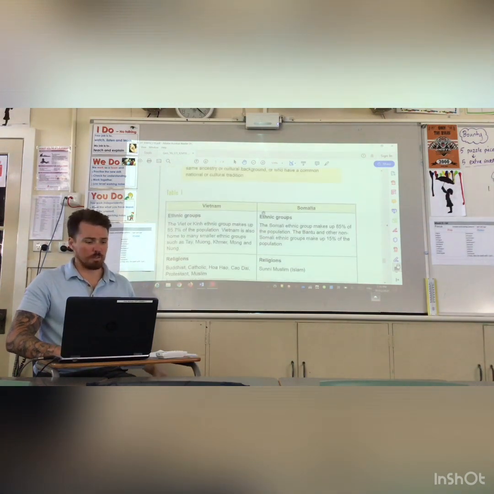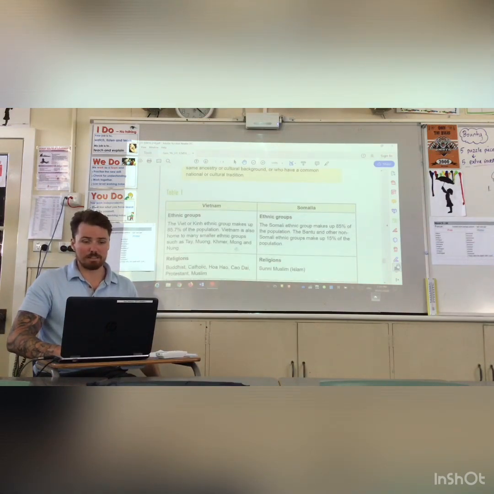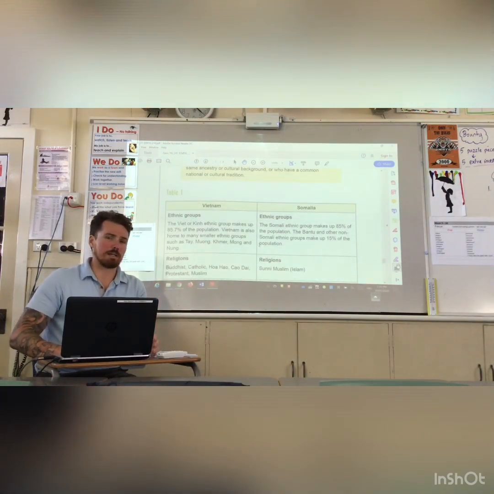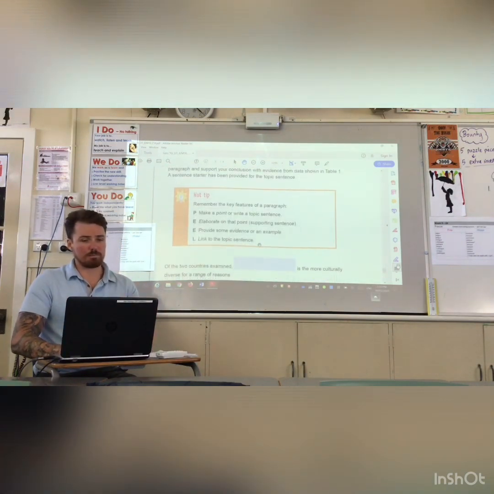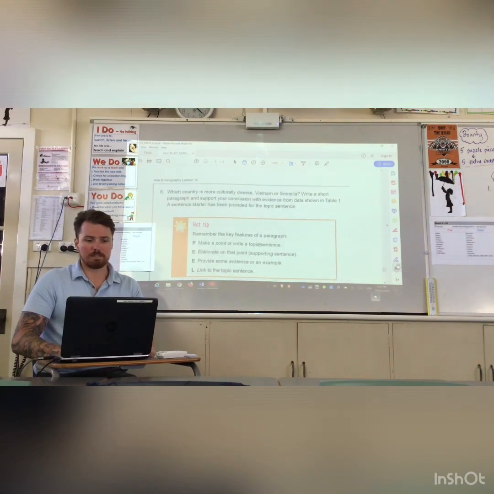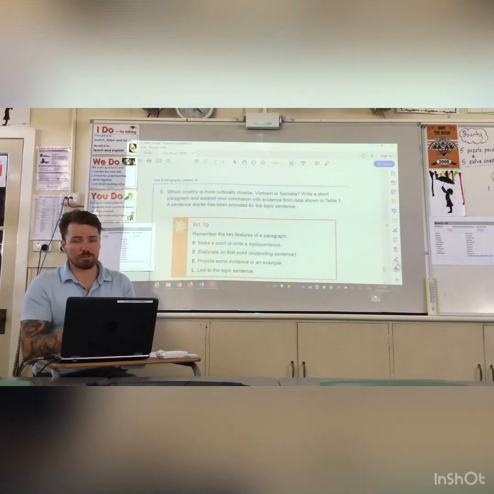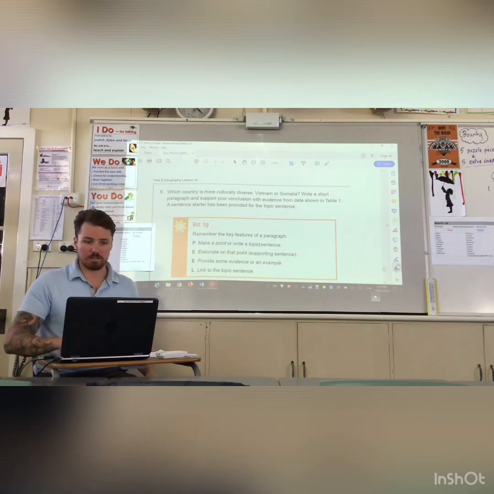So as we go down through, we have a final activity on pages 7 and 8. There is a table here that basically explains a couple of characteristics of each of those countries, and that allows us to make those comparisons. As I roll down through question 6, it says which country is more culturally diverse, Vietnam or Somalia? Write a short paragraph and support your conclusion with evidence from the data shown in table 1.